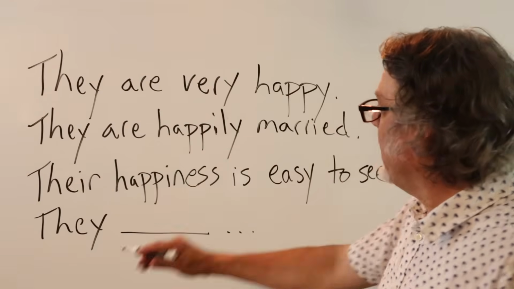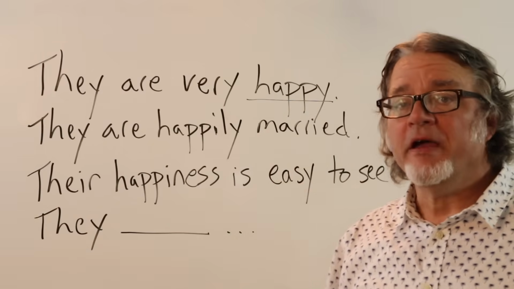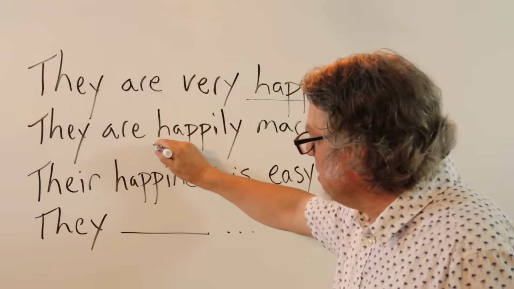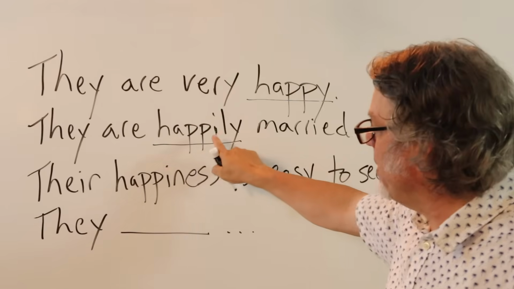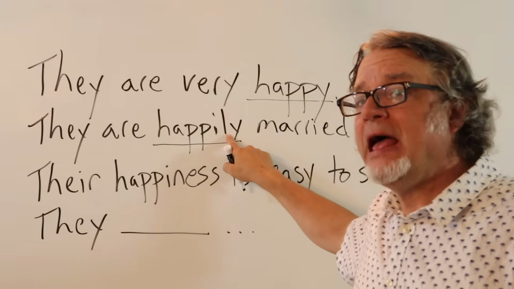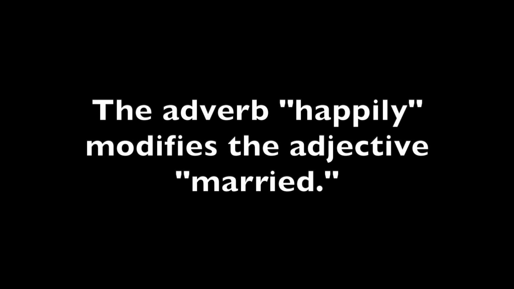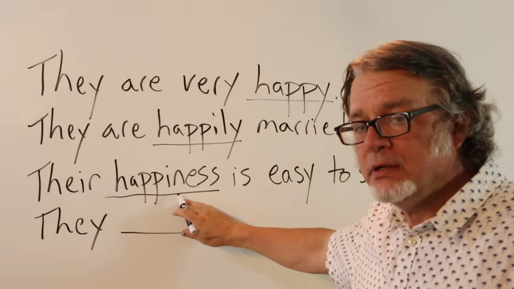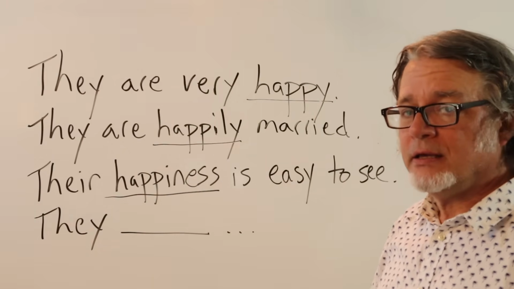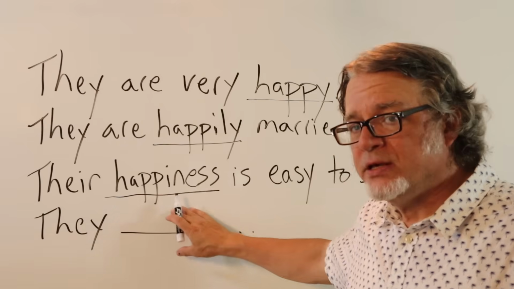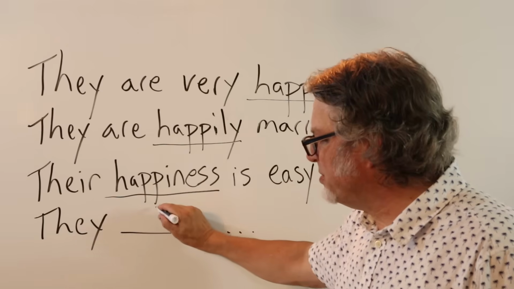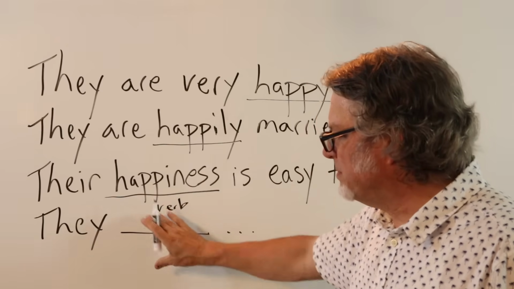Here's the word happy as an adjective. They are very happy. And as an adverb, it becomes happily. The Y becomes an I, and then you add ly. They are happily married. Their happiness, here's the noun, is easy to see. But it doesn't work as a verb. I can't think of a way to change happy so that it would fit in the position of a verb. So that just doesn't happen.